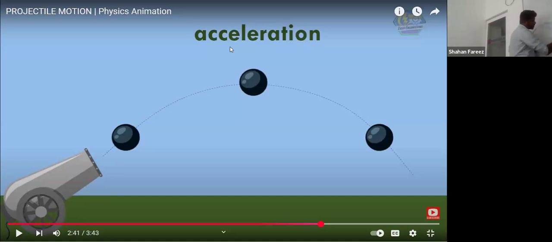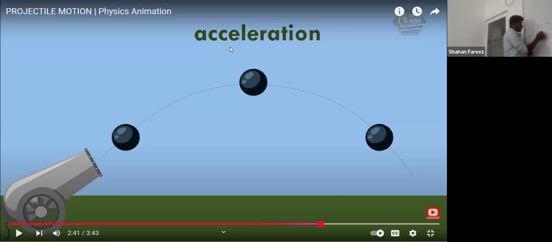Until it reaches this point, it will be the same. Whatever the value it was here, you continue to go and fall there. Only thing, the vertical velocity will be 0 and then it starts falling. Now it will start falling due to gravity. This part of the graph is falling due to the gravity.